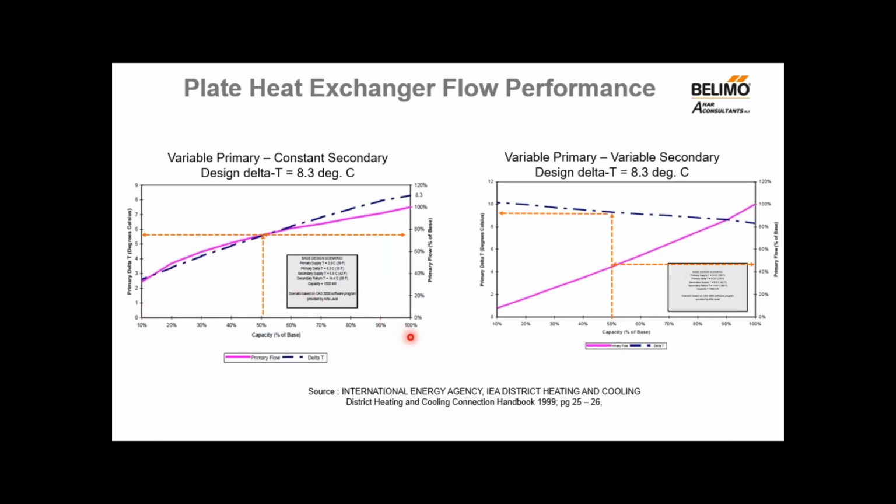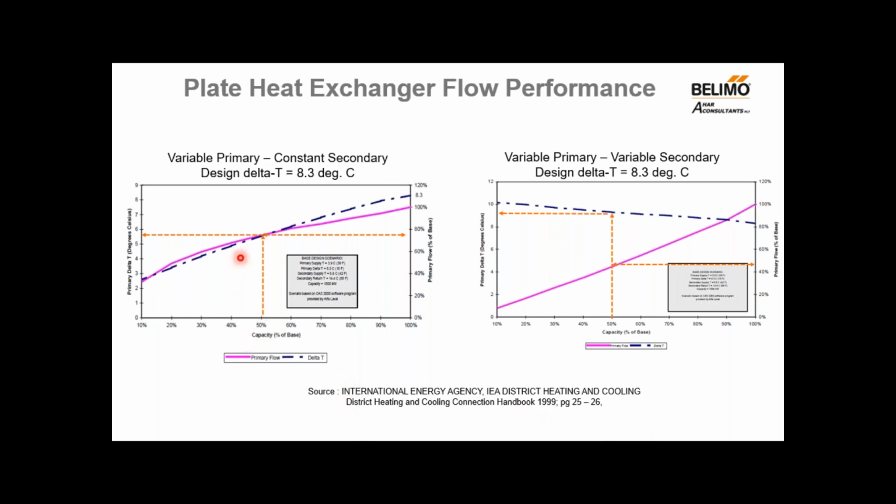In this experiment, the design primary supply temperature is 3.9 and delta T is 8.3 Celsius. Secondary supply temperature is 5.6 Celsius and 14.4 Celsius return. On the left is when the customer side of the heat exchanger is constant flow and the district cooling side is variable.